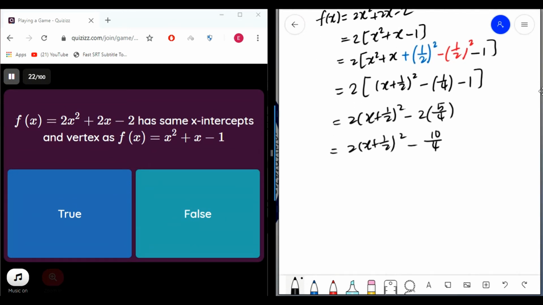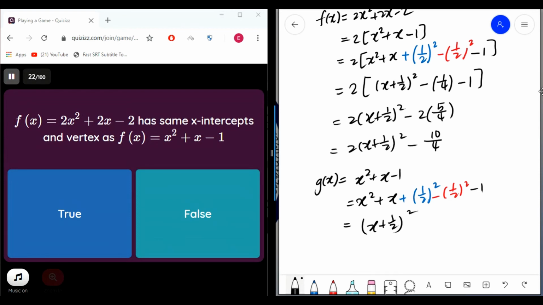Okay, then for the second function, maybe I call it g(x), so that I will not confuse myself. x squared plus x minus 1, and x squared plus x plus (1 over 2) squared, then minus (1 over 2) squared, minus 1 equals to (x plus half) squared. Then this one should be minus 1 over 4 minus 1 equals to (x plus half) squared minus 9 over 4.